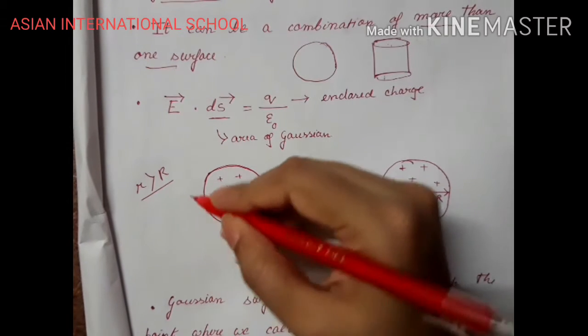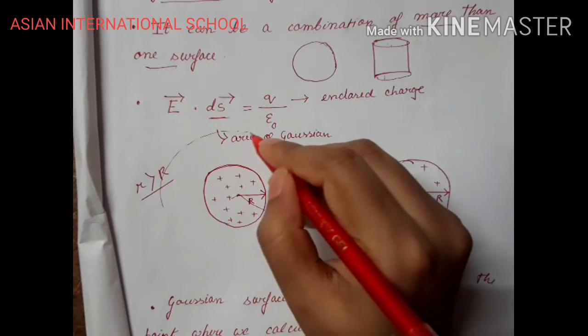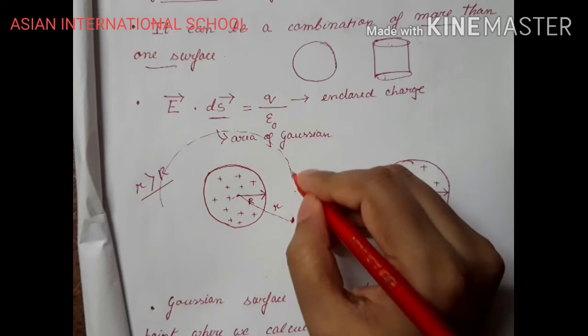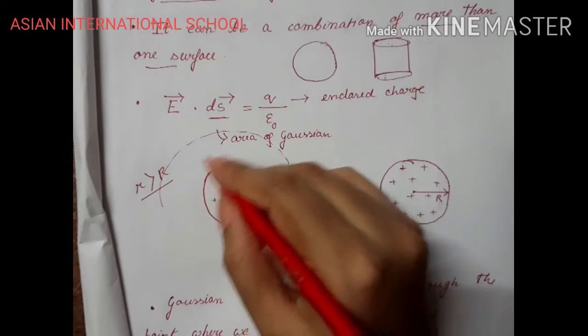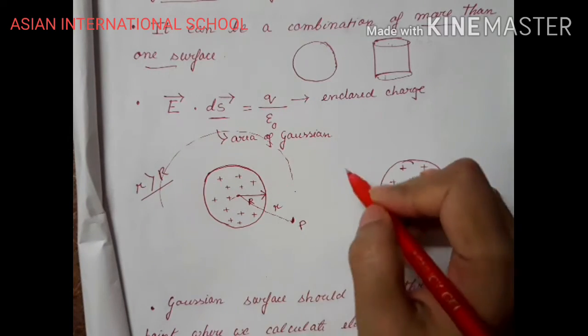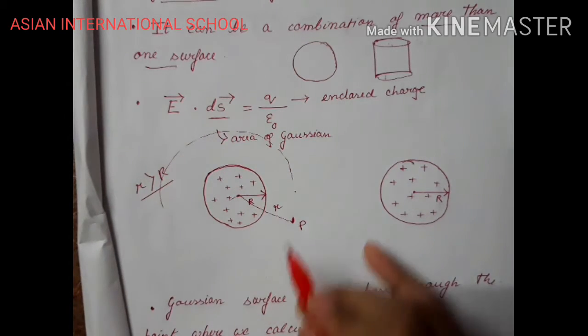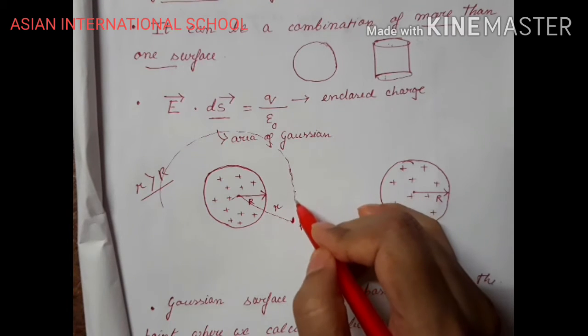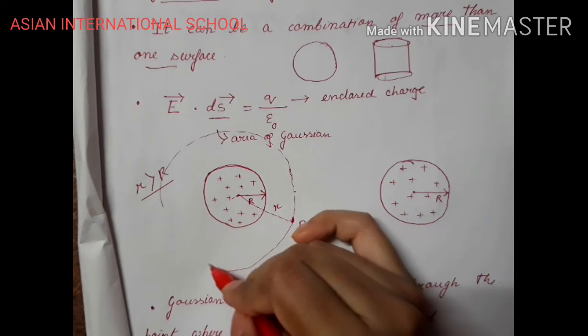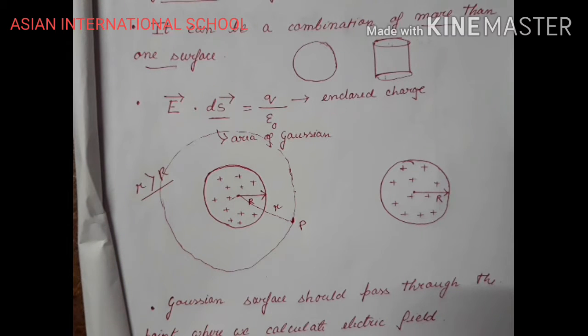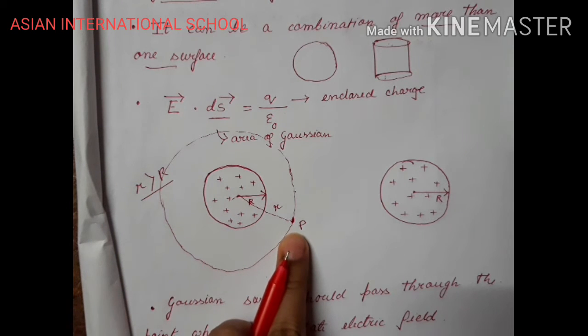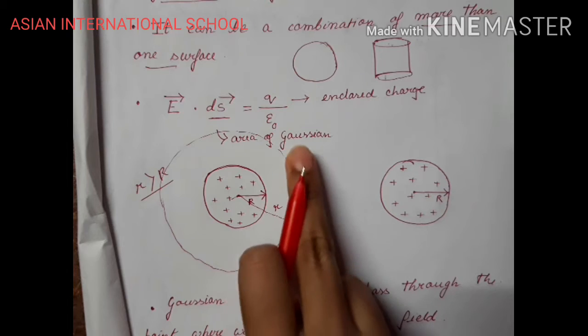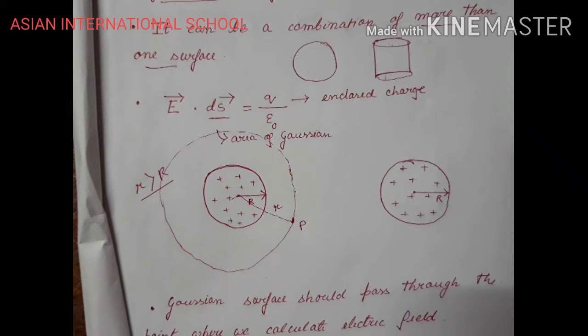While drawing the Gaussian surface, remember one thing: how will you choose the radius? Will it be this small or will it be very big? How will you know the radius? You need to find out the electric field at point P, so your Gaussian surface should pass through that point P. Where you need to calculate your electric field, your Gaussian surface should pass through that point. Clear?